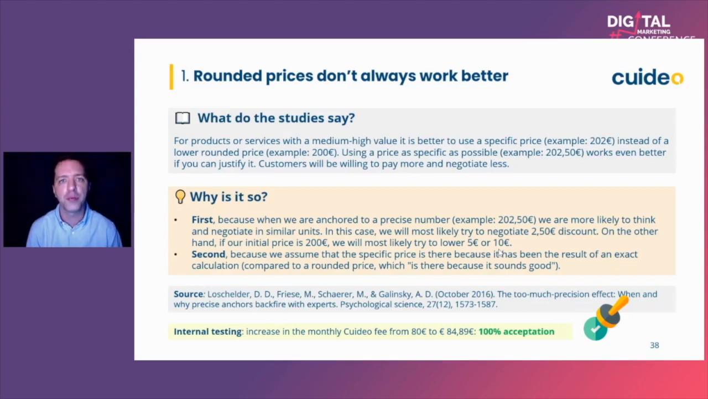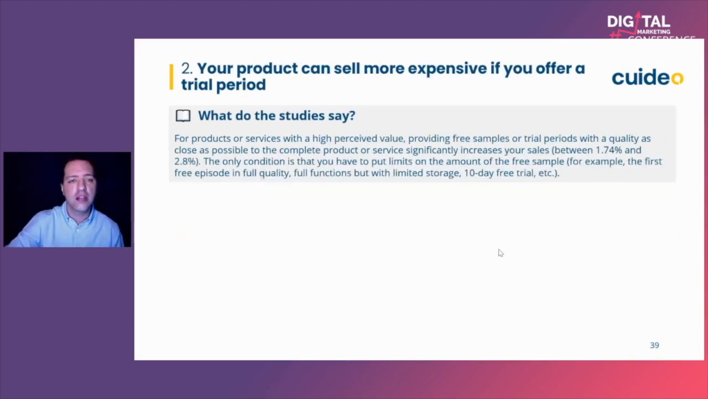And we had a 100% acceptation rate for existing and for new clients, right? Another one. Your product can sell more expensive if you offer a trial period, right? So if you have a high quality product, and this is important, this is the caveat to take into account, right? So if you have a high quality product and you provide a free sample or a trial, that's going to have a positive impact in your conversions, right?